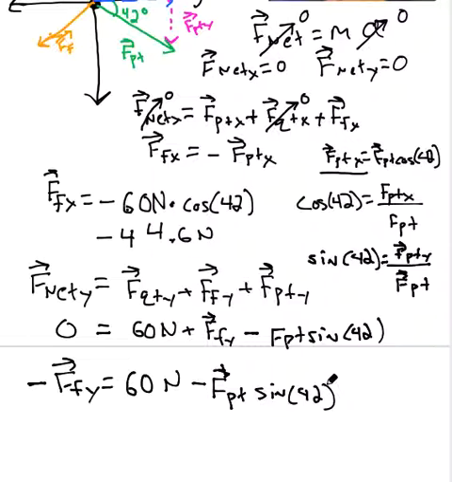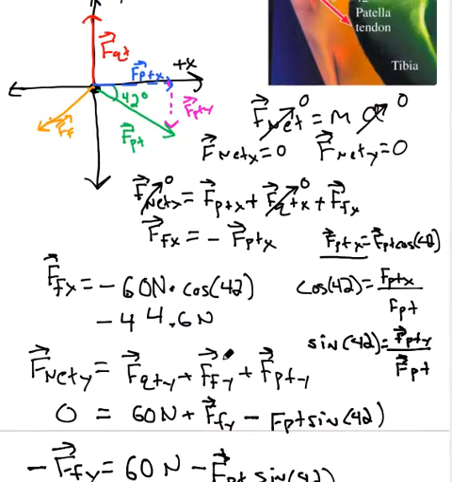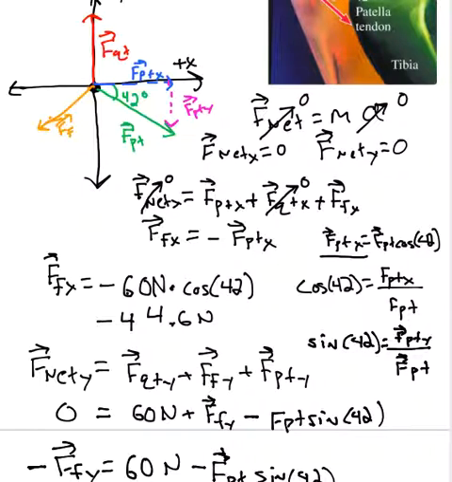All right, so let's see. 60 times sine 42, we get 40.1. So now 60 minus 40.1, so that's F_QTy minus F_PTy, 60 minus 40.1, we get 19.85, and so F femur y equals negative 19.85 newtons.